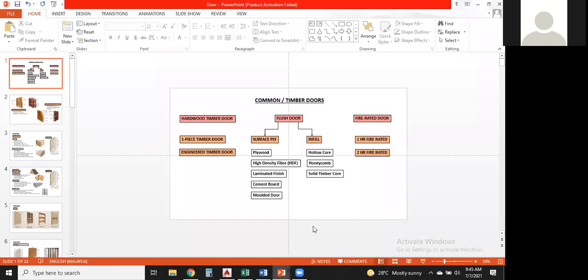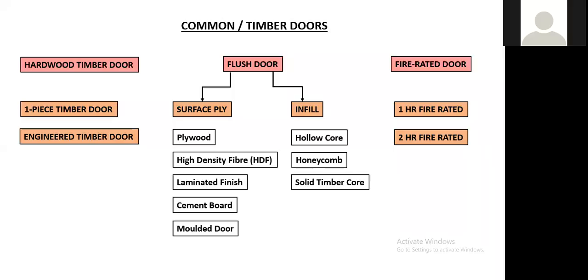Okay. The common timber doors. So there are three types of timber doors, I mean the common doors. So the first one is a hardwood timber door, which consists of a one-piece timber door and also engineered timber door. Okay, the flush door. For the flush door, we have two things to take note of, which is the surface ply, I mean the surface itself, and also the infill. Okay, so later on we go into this. And also the third one is a fire rated door, which we have 1 hour or 2 hour rated.